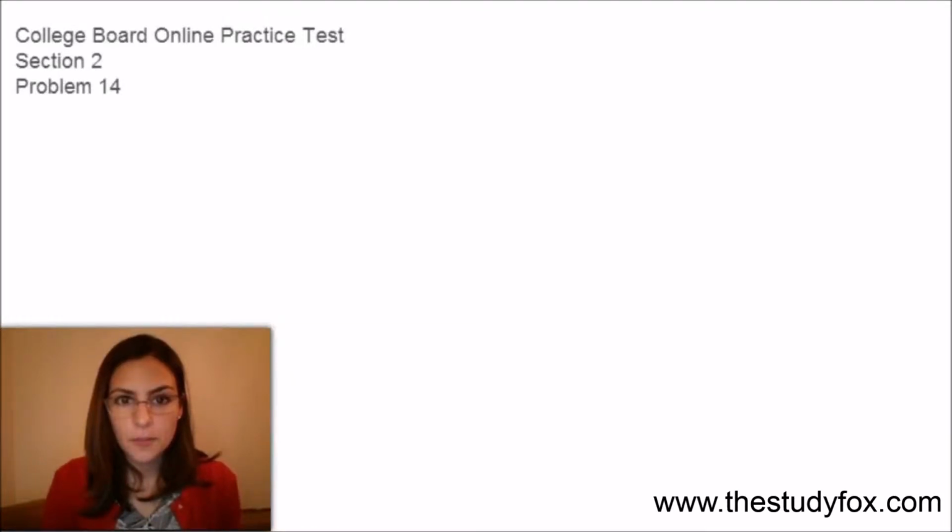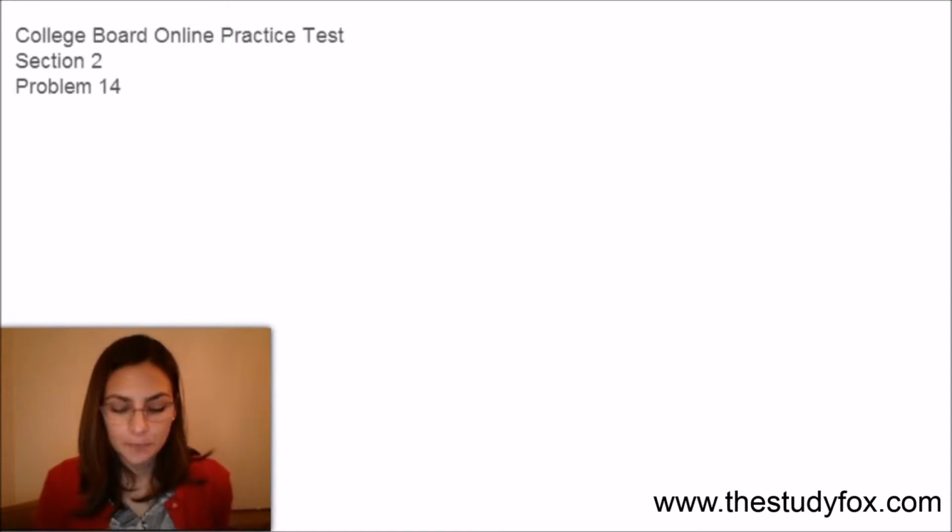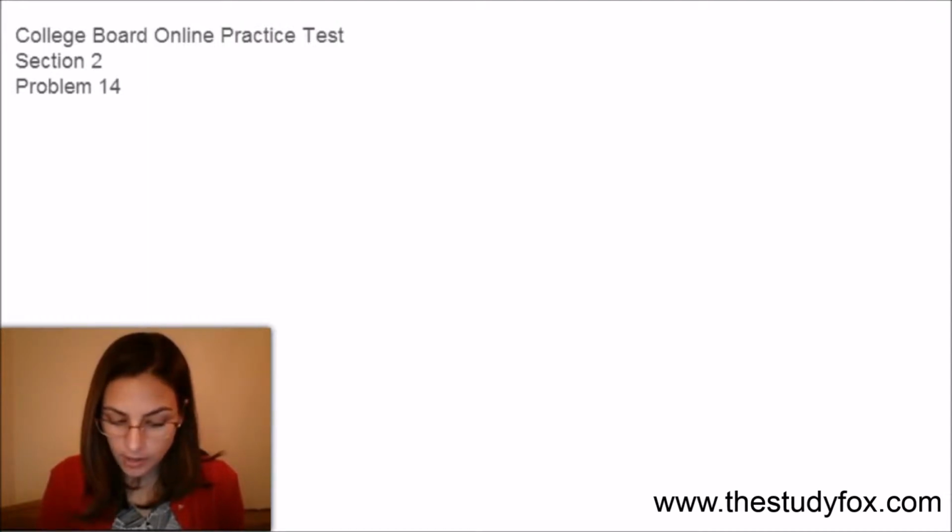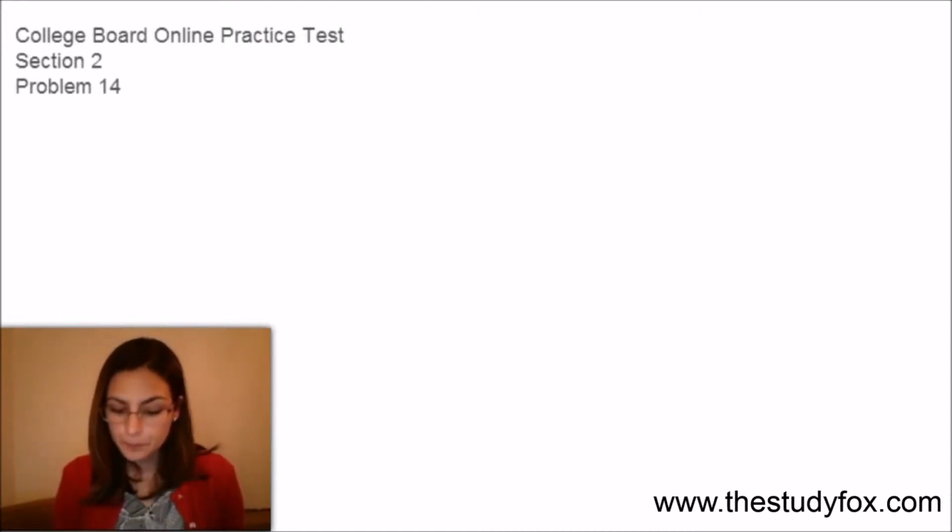We're solving the problems from the College Board Online Practice Test. We're on Section 2, Problem 14. Alright, the problem reads, a boat costs X dollars, and this cost is to be shared equally by a group of people. In terms of X, how many dollars less will each person contribute if there are 4 people in the group instead of 3?